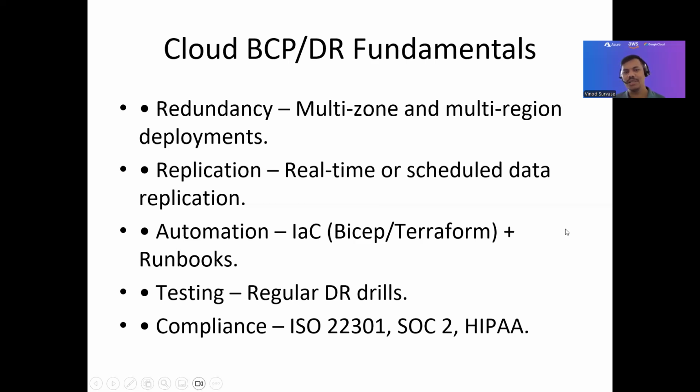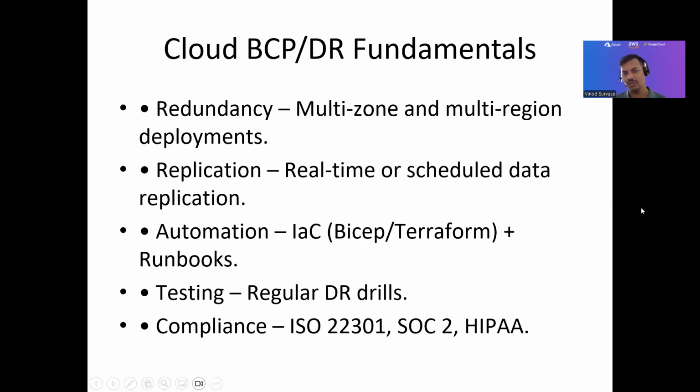Cloud BCPDR fundamentals. What is it? And even this is going to apply to on-premises as well in some cases, but definitely this is something which we can make sure to do for every scenario. So starting from redundancy, replication, automation, testing, and compliance, right?